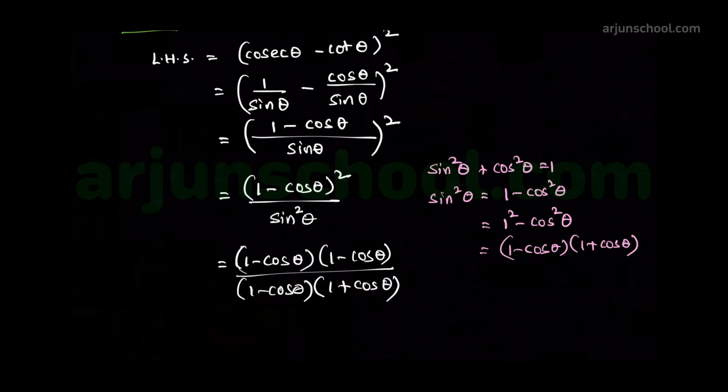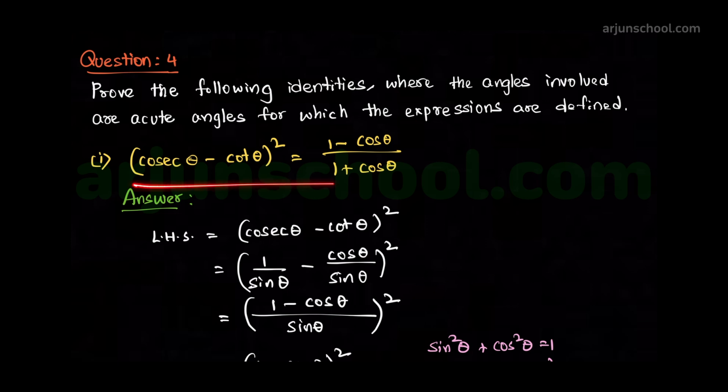We can cancel 1 minus cos theta from the numerator and denominator, which is equal to (1 minus cos theta) by (1 plus cos theta), which is equal to RHS. Therefore, (cosecant theta minus cot theta) whole square is equal to (1 minus cos theta) by (1 plus cos theta).